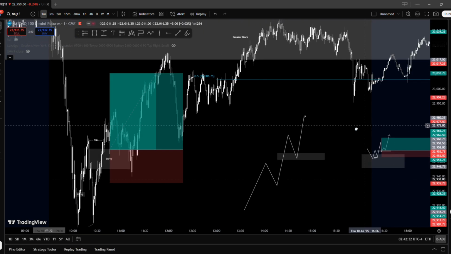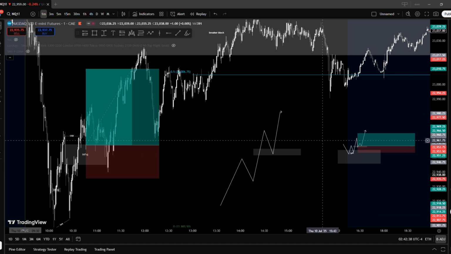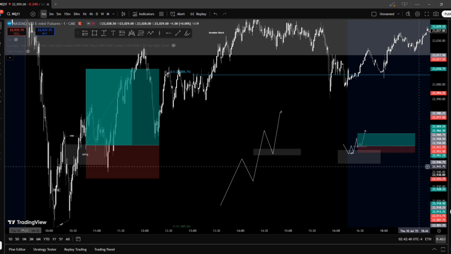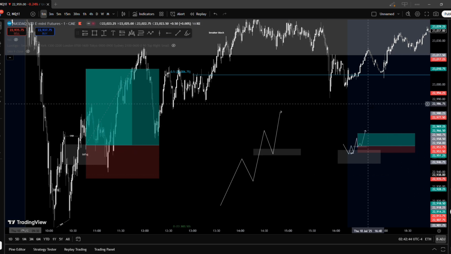Okay, I hope you understand these ICT strategies in NQ, and we can look for the next SMC strategy which you can implement in gold. Let's go to the next gold chart.